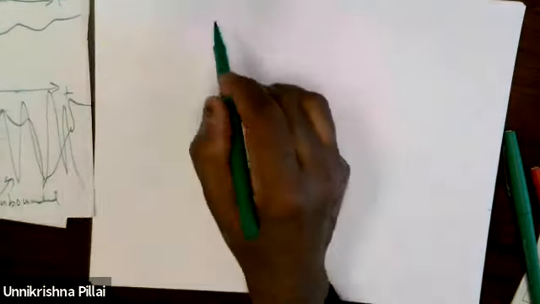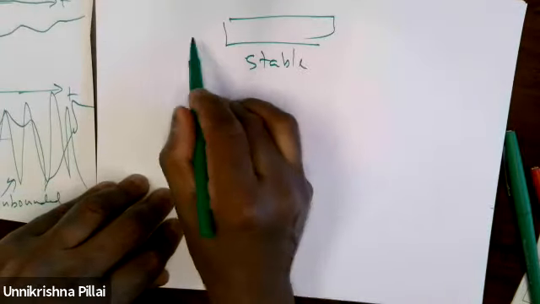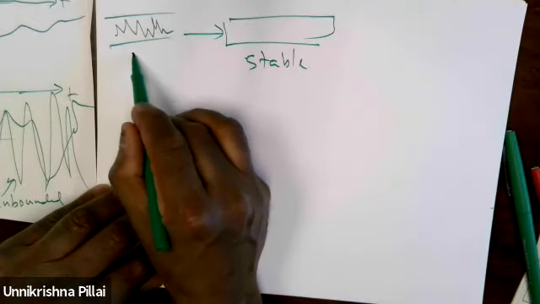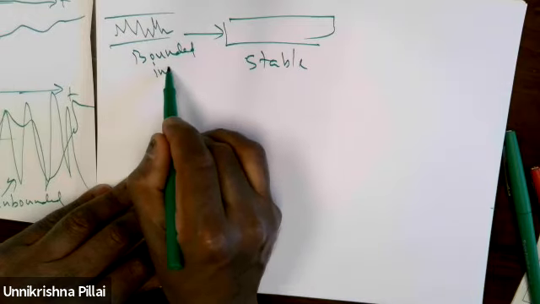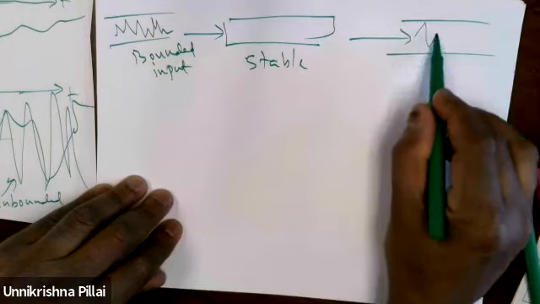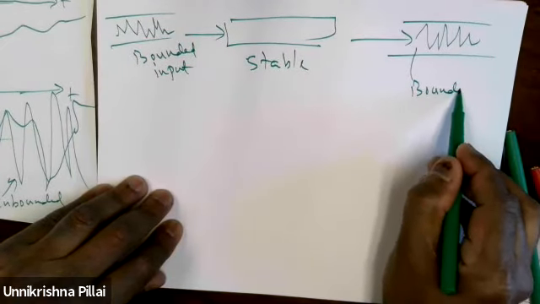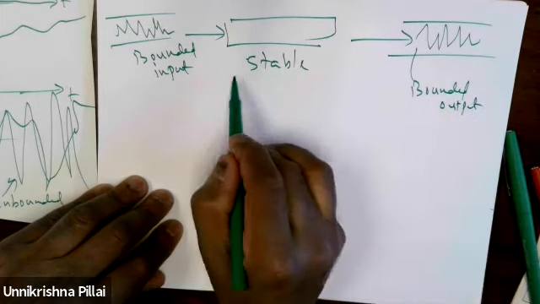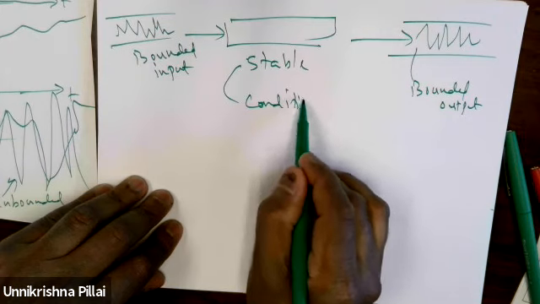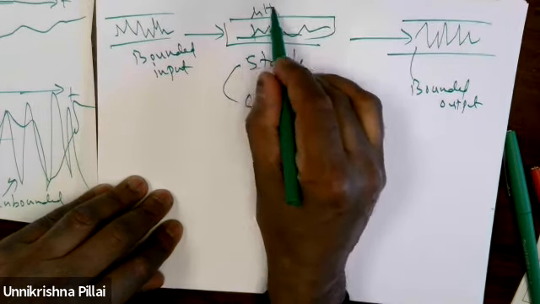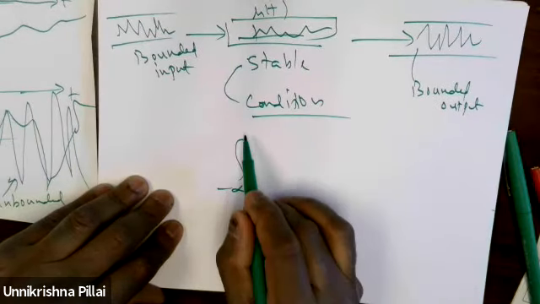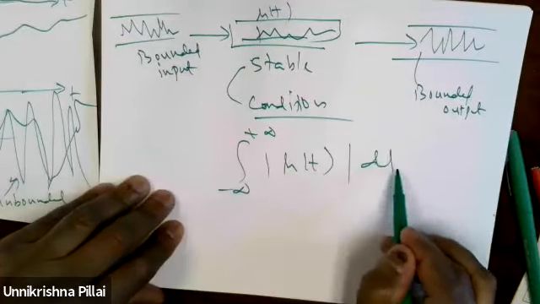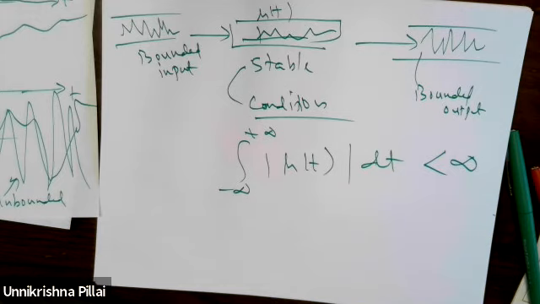We want bounded inputs to give bounded outputs. So if the filter is stable, then an input which is bounded gives you some other bounded output. The filter will have some impulse response, h of t, and you can show that the condition on the filter is this one. Has anybody studied this? What is this condition called? Is it a finite impulse response?